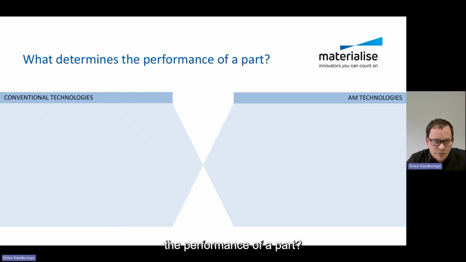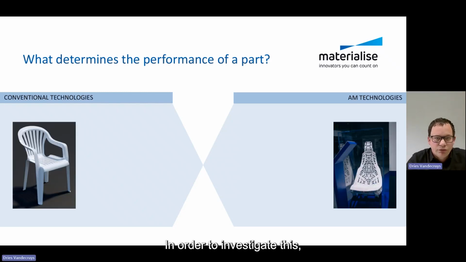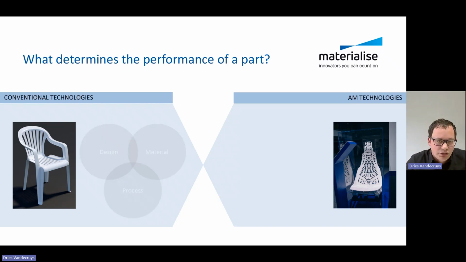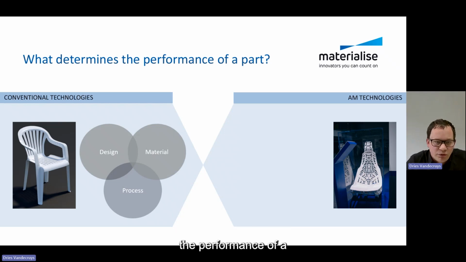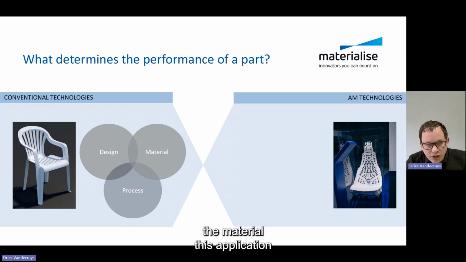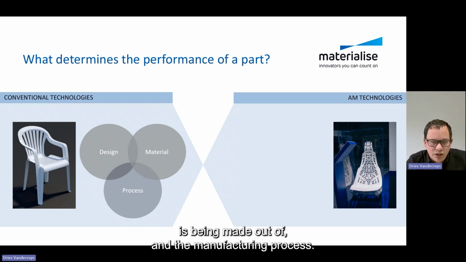What determines the performance of a part? In order to investigate this, I have compared a traditional garden chair with an additive manufactured topology optimized car seat. The three parameters which determine the performance of a part are design, the shape of the application, the material this application is being made out of, and the manufacturing process.